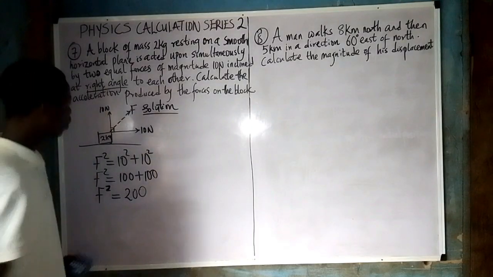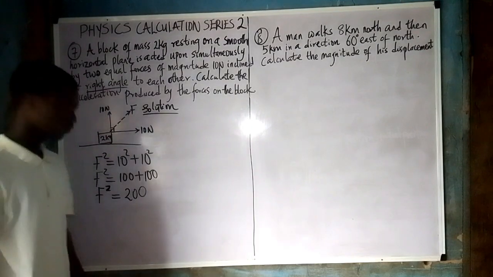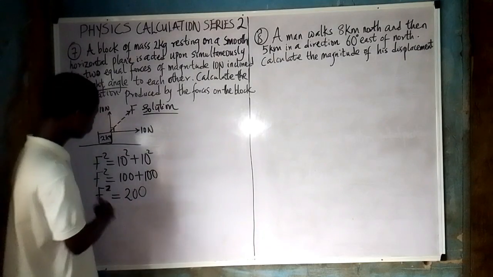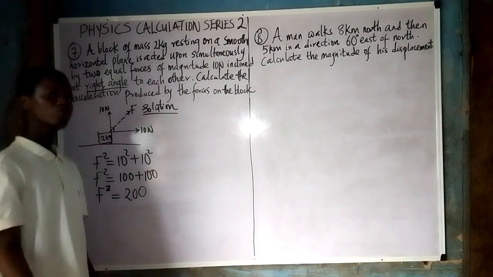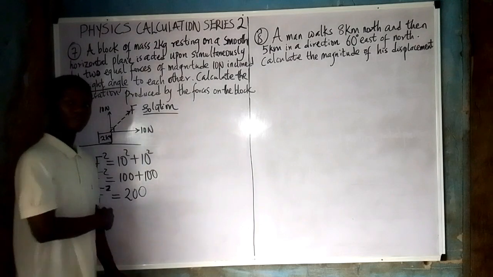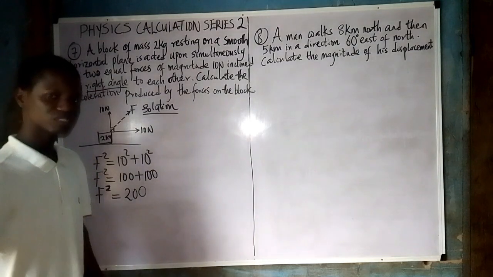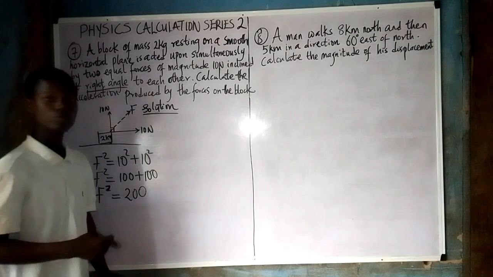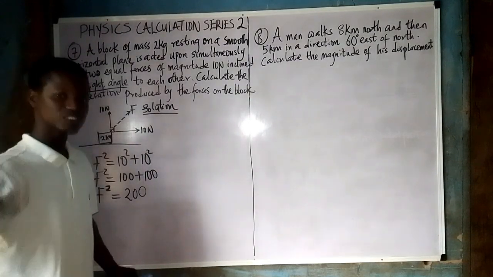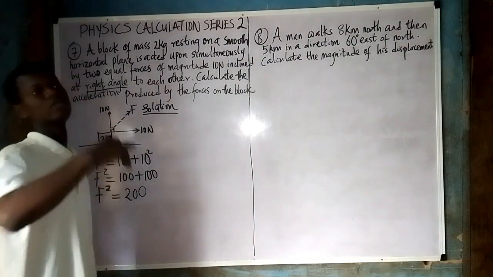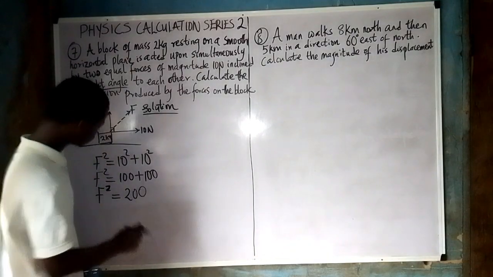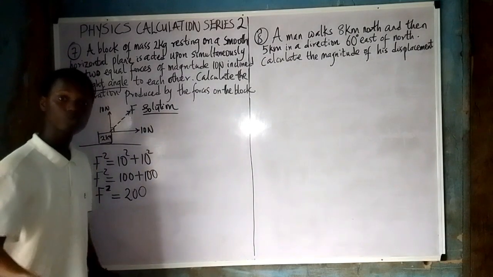No. We are trying to get a value for F, but we have F raised to the power 2 equals 200. How do we remove the square sign? To remove the square sign from F, you take the square root of both sides. If it was a square root over the F, to remove that square root, you would square both sides. The opposite of square is square root, so because we have square here, we square root both sides.